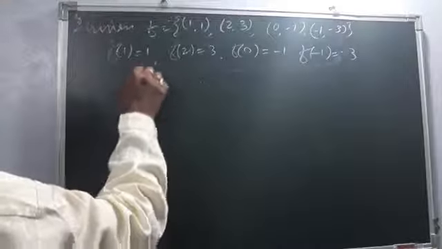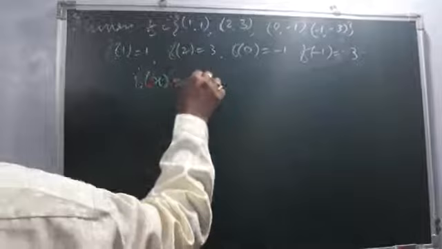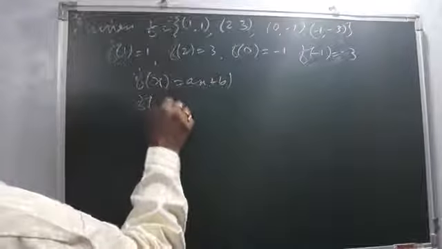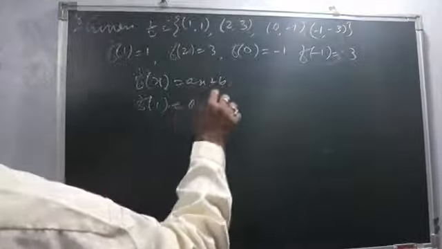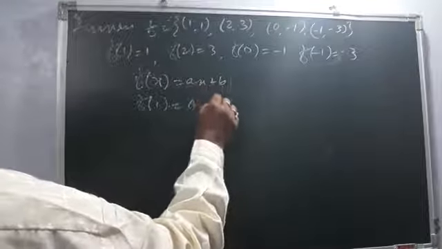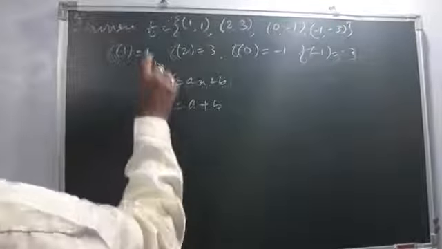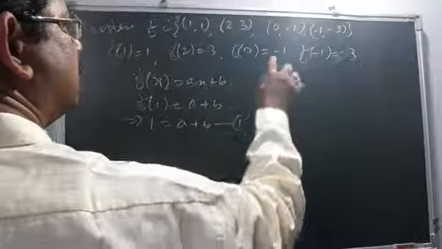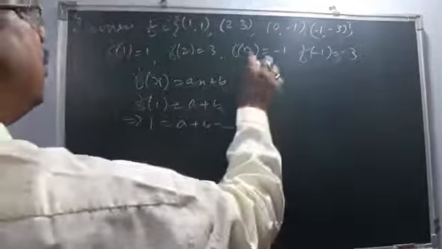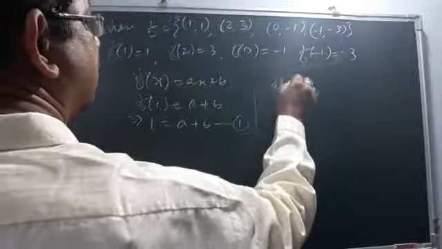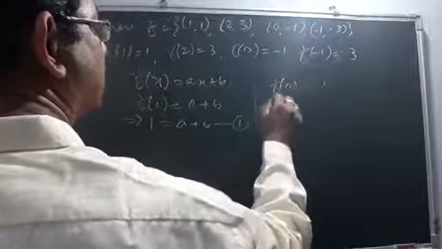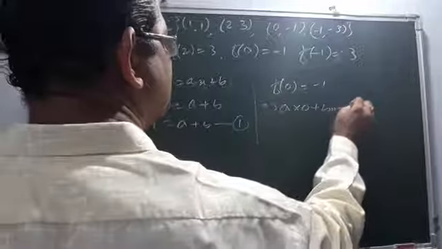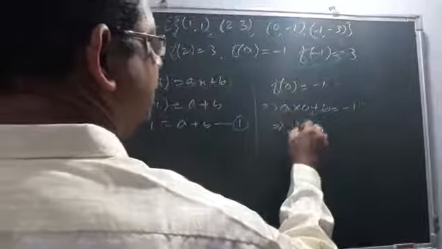So f(x) is given as ax plus b. If we put f(1), then it will be a into 1 plus b. So we get f(1) is 1, that is 1 is equal to a plus b. This is our equation number 1. f(0) is given as minus 1. So from this we can write a into 0 plus b is equal to minus 1. So we get b is what?